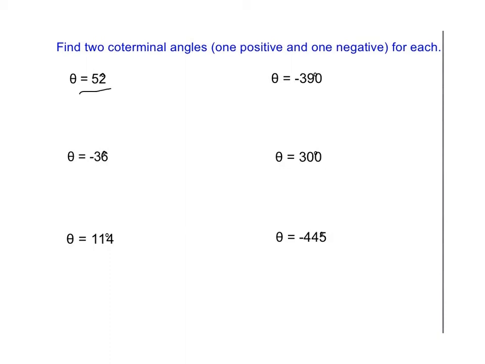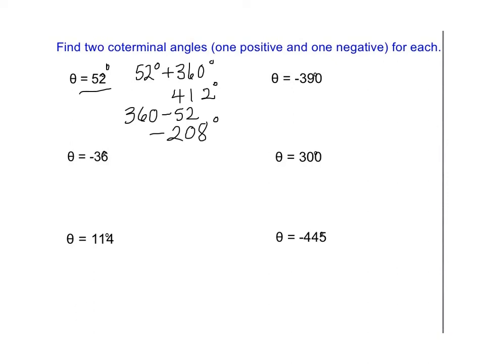So for instance, 52 degrees, not sure what happened to my degree symbols. If I did 52 degrees plus 360, that would give me 412 degrees. If I did 360 minus 52, that would get me 308, only I'm going the opposite direction, so that would be negative 308.